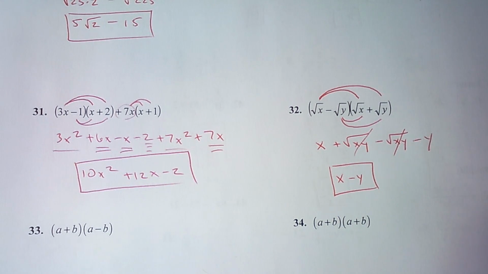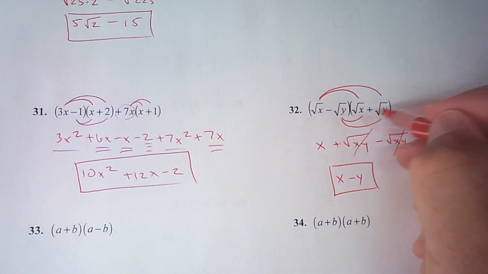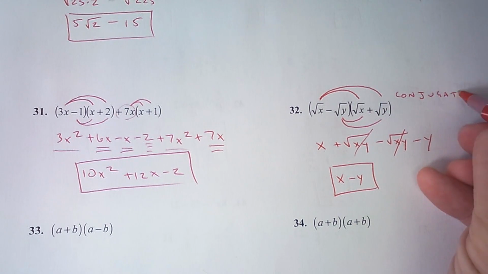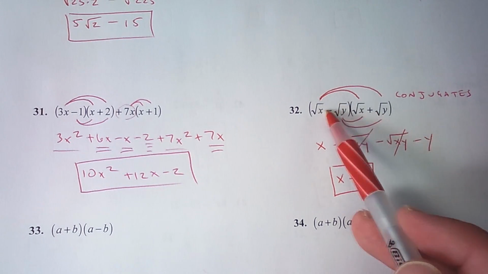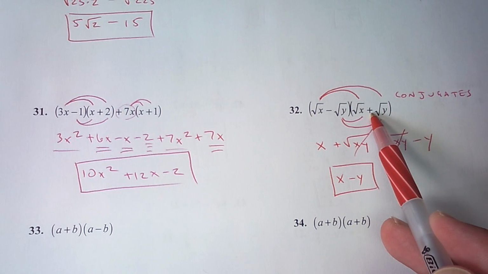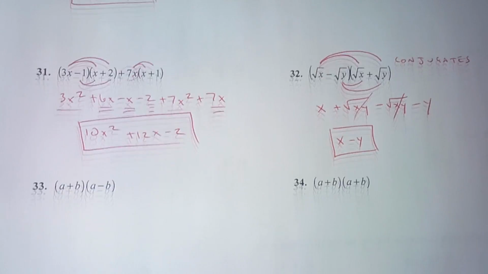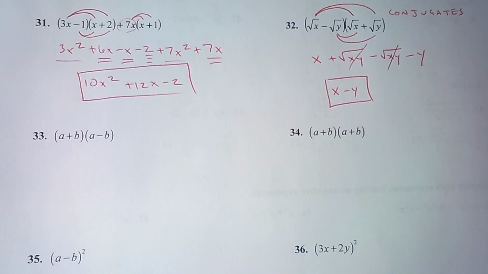I want to point out that these two binomials are called conjugates. Okay? Almost exactly the same binomial. The only difference is one has a minus, one has a plus. Those are called conjugates. Conjugates will play an important role later on in this course. Number 33, I've got another pair of conjugates.